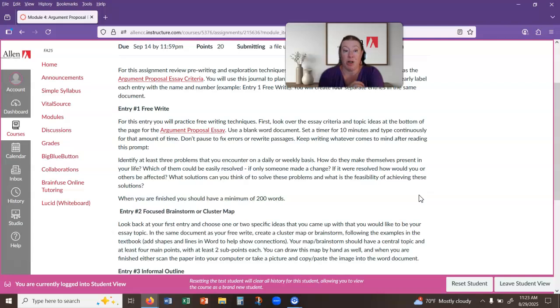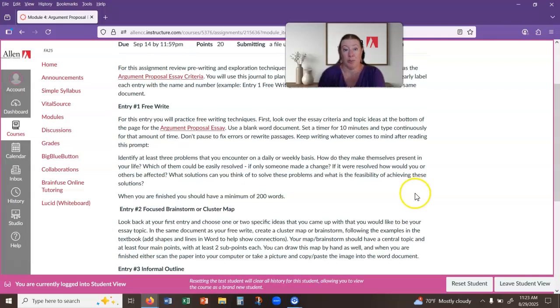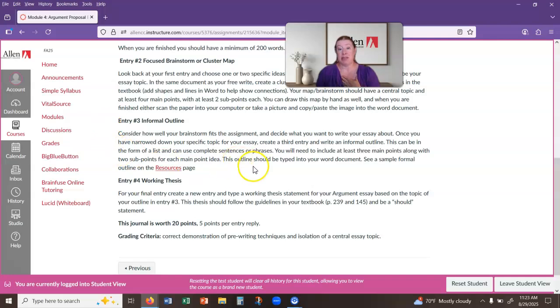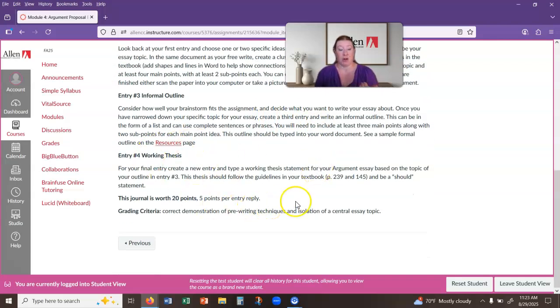With a free write, remember, you do not stop to fix errors. I want a bunch of errors on your page. It should look like you just went crazy all over the page with this free write. Underneath that, you want to do some kind of focused brainstorm or cluster map, anything that shows visually how things connect together. At this point, you want to come up with a couple of specific ideas for your essay topic. By number 3, you need to be cemented in your essay topic. This is what you're going to write your essay about, because we're going to create an outline, and then the thesis for entry 4.